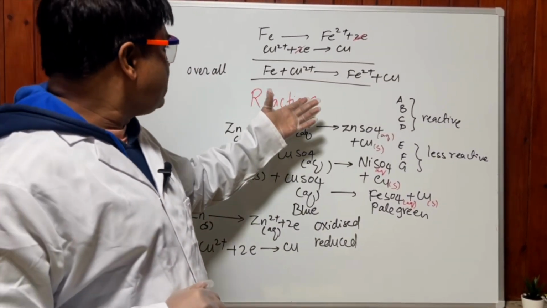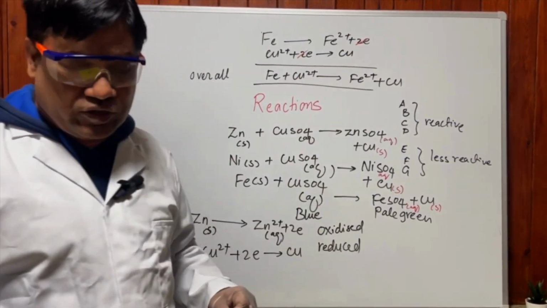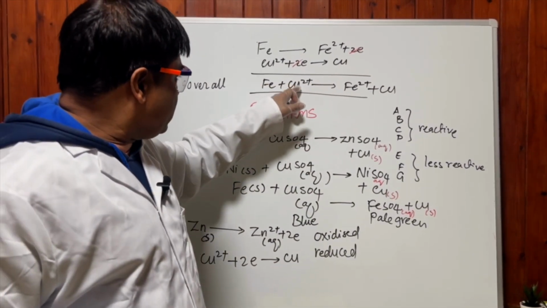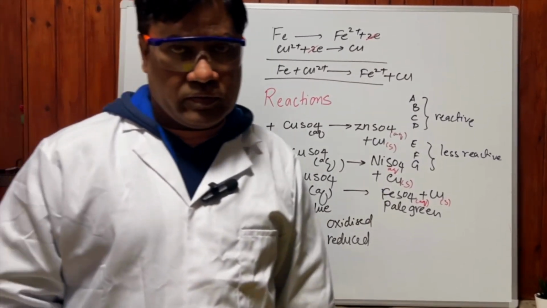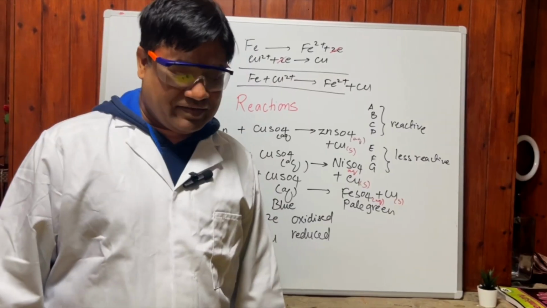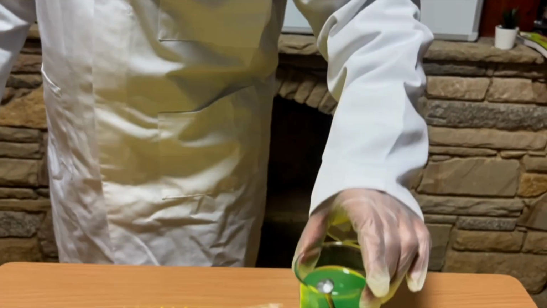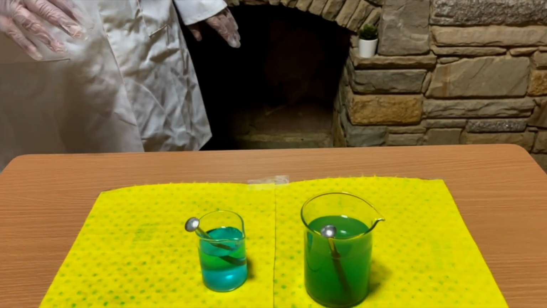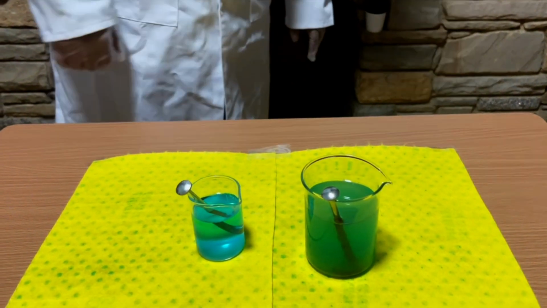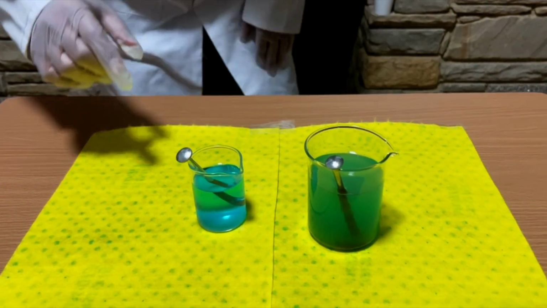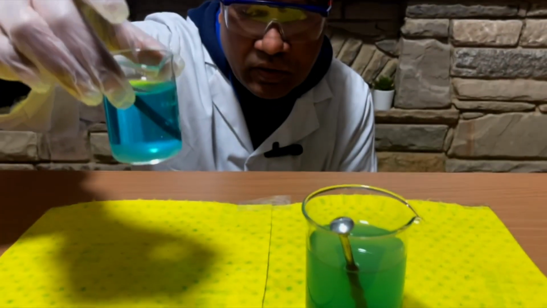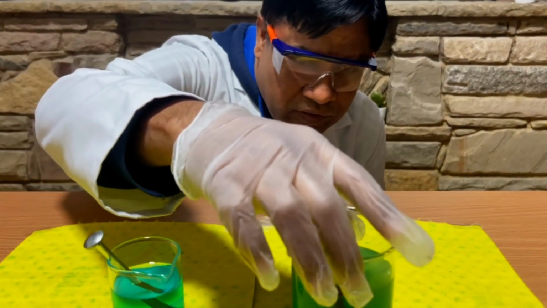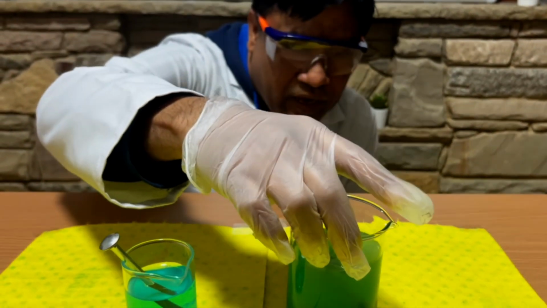Okay, this is a displacement reaction. Fe takes the position of copper here. Okay, then look at that one. I kept the nail for roughly 10 minutes. Look at the color of the solution. You can clearly see the difference in the color of the solution. This is pale blue, and this is like light green, and you can see the deposition.